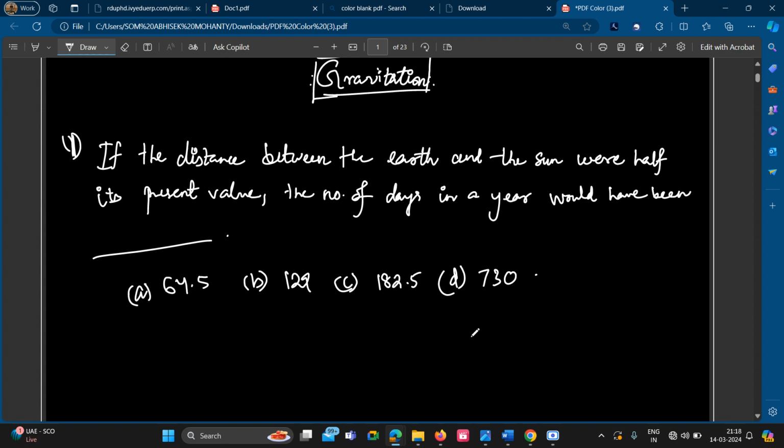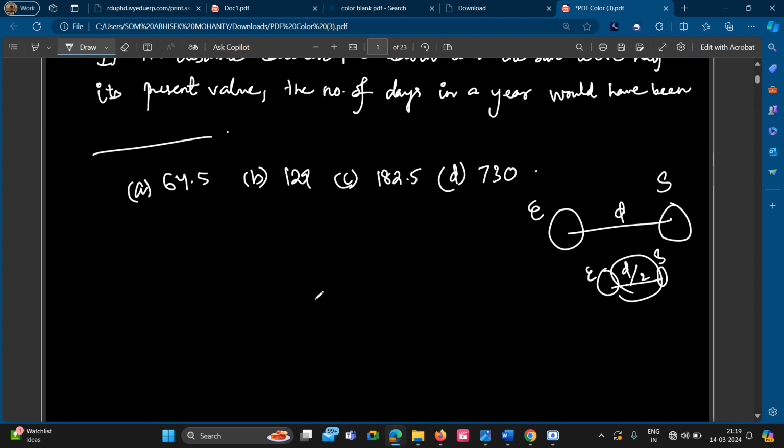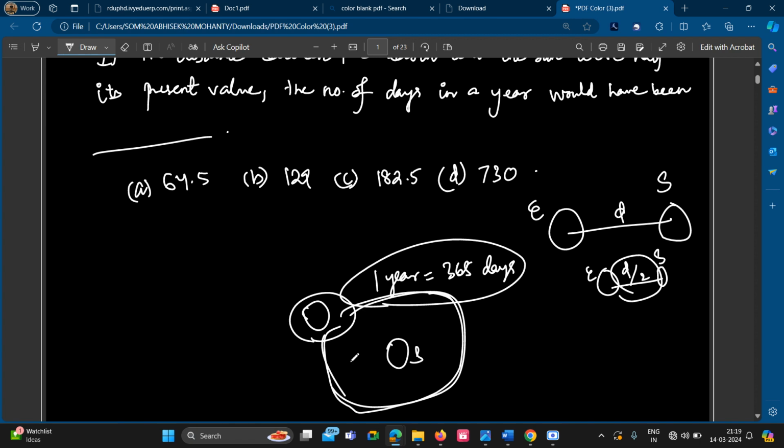The distance between the Earth and the Sun were half its present value. The number of days in a year would have been. For example, this is your Earth, this is your Sun, and their distance is usually d. Because your Earth actually revolves around the Sun, and how many days does it take to do one complete revolution? 1 year, right? 1 year means 365 days. So it takes 365 days to complete one revolution around the Sun.